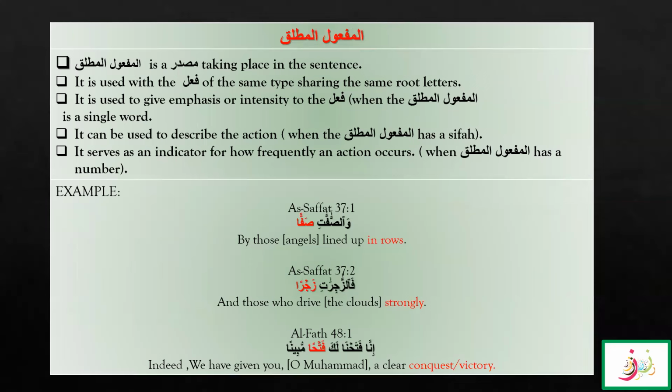The next maf'ul is maf'ul mutlaq. Maf'ul mutlaq is a masdar taking place in a sentence, and it is used with the fi'l of the same type, sharing the same root letters. Inshallah, we'll see the examples of how they share the same root letters. It is used to give emphasis or intensity to the fi'l when the maf'ul mutlaq is a single word. Remember that when a maf'ul mutlaq is a single word, it really gives emphasis to the fi'l itself.